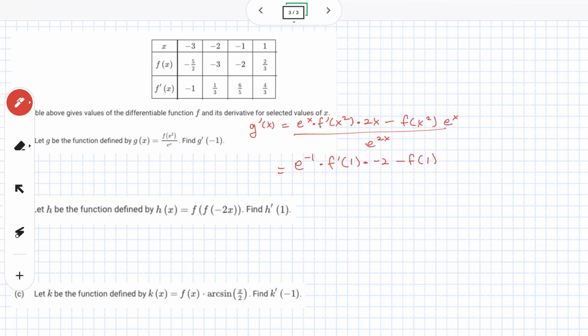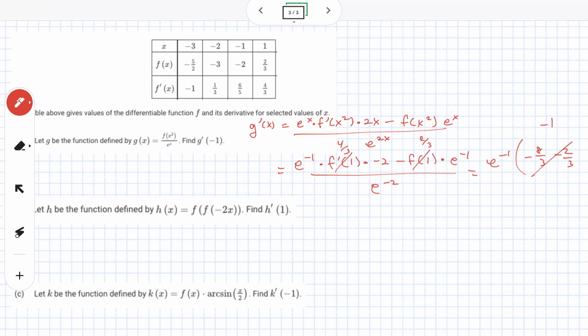And so g prime of negative 1 is equivalent to e to the negative 1 times f prime of 1 times negative 2 minus f of 1 times e to the negative 1 all over e to the negative 2. And those guys all drop down. So I'll just leave it like that for now. And then I know that my f prime of 1 is going to be 4/3. I know that my f of 1 is going to be 2/3.